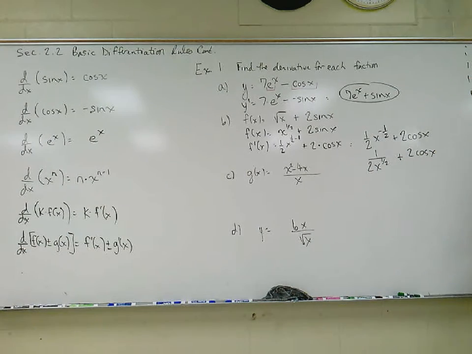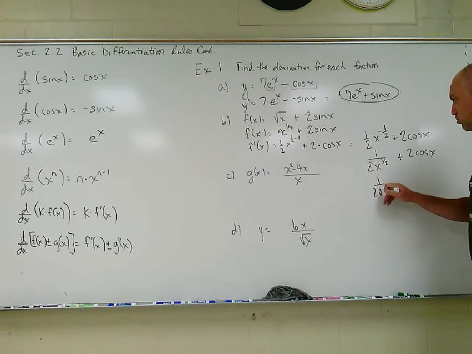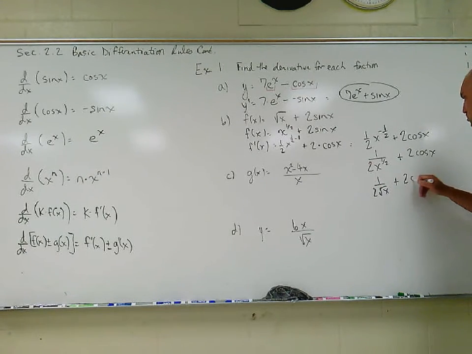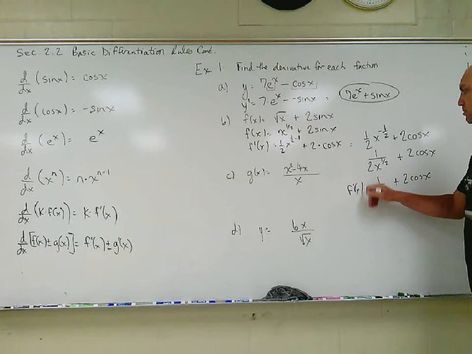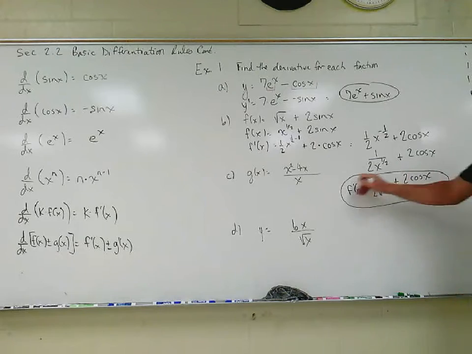And the last thing, since we started with a square root, I'll end it with a square root. And so I'll make this 1/2 square root of x plus 2 cosine x. It's not necessary to rationalize. You can just leave your answer like that.